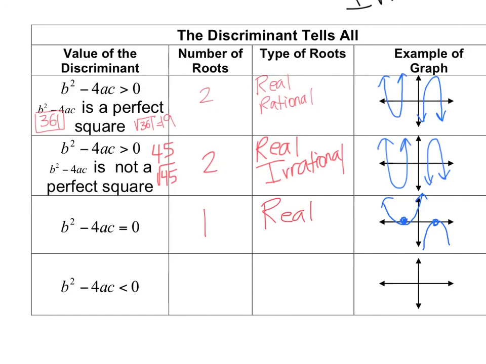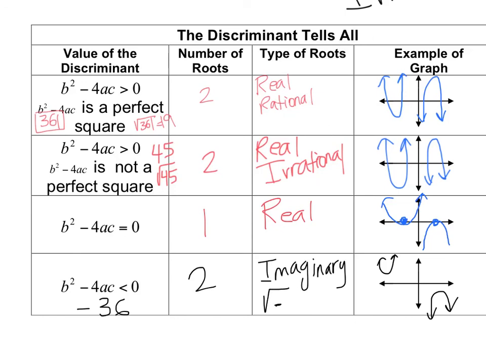Now, if the b squared minus 4ac is less than 0, like in one of the examples we found, negative 36, it means my graph is going to be flying up in the air or down. It will never touch the x-axis. So I don't have any real roots. You cannot actually see them. There are no x-intercepts. So I have two imaginary roots. And we did talk about how to simplify imaginary solutions. It means I will have a radical with a negative on the inside, so my answer will have an i in it, okay? So think about it.